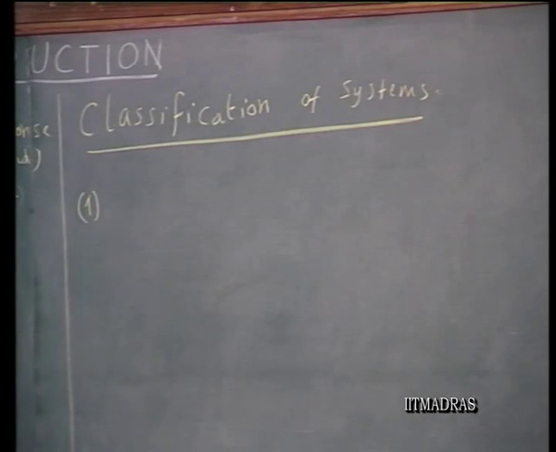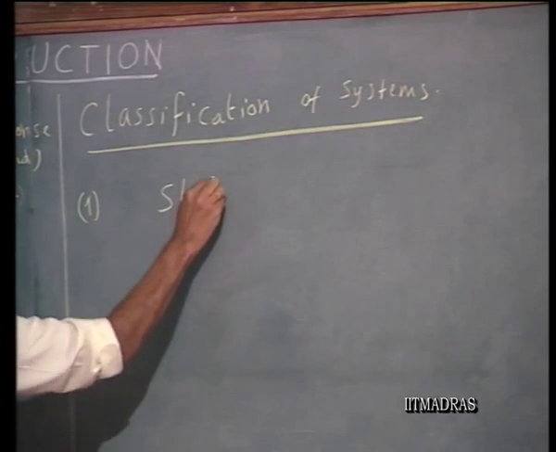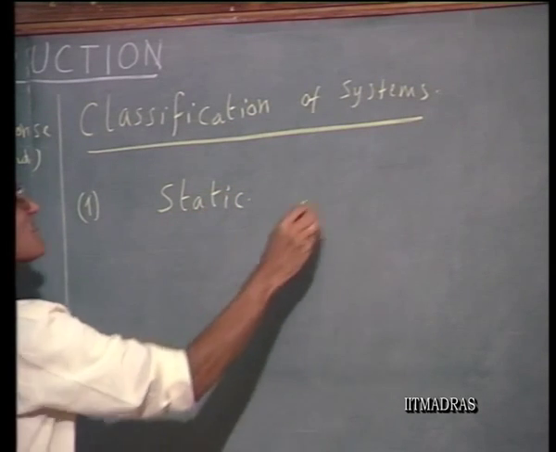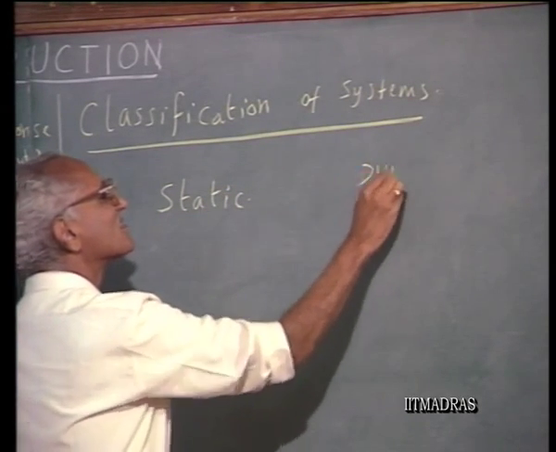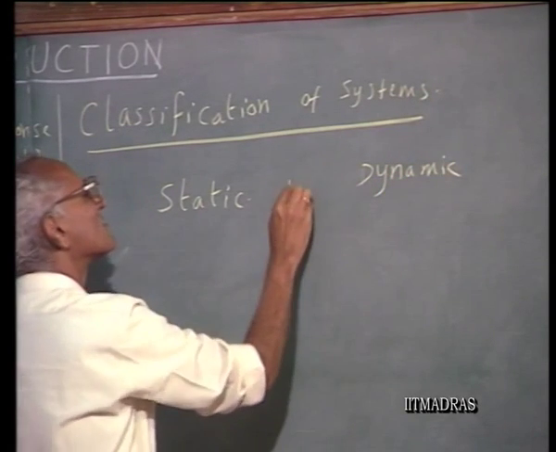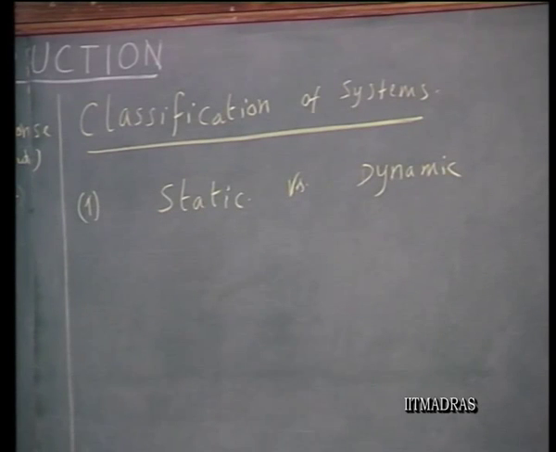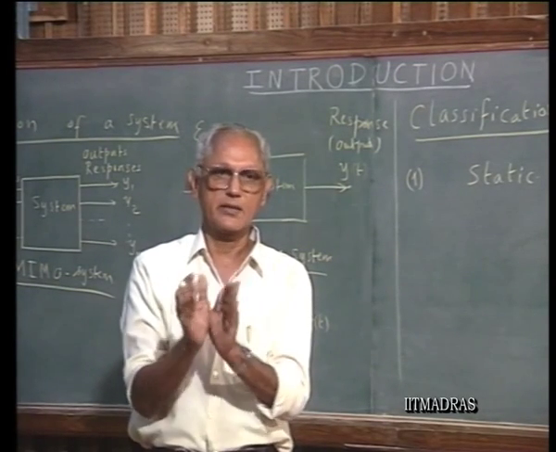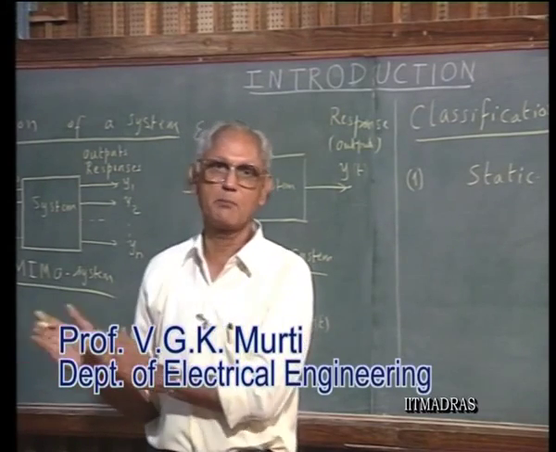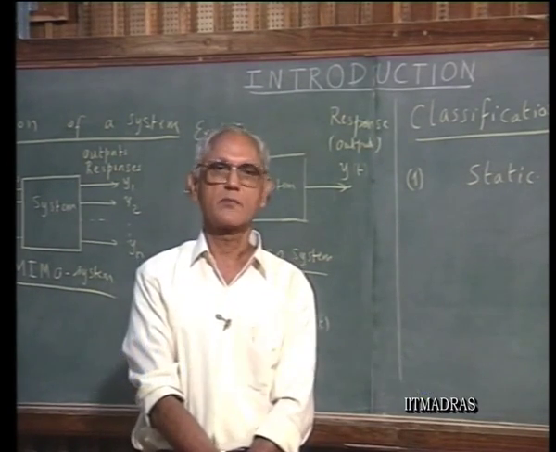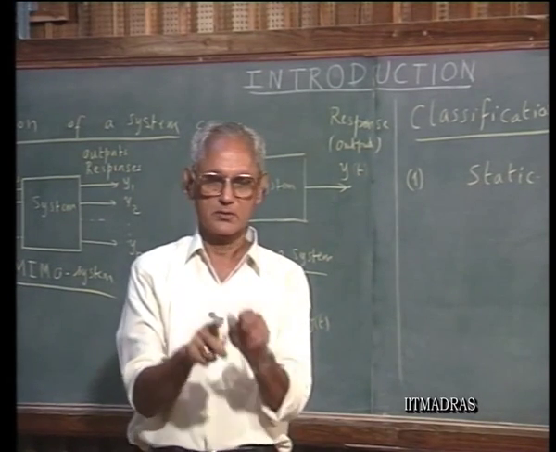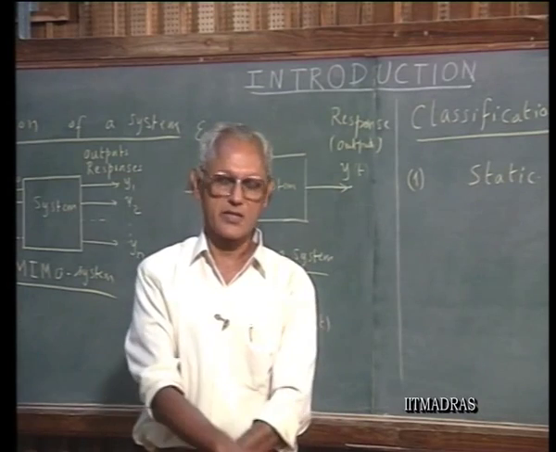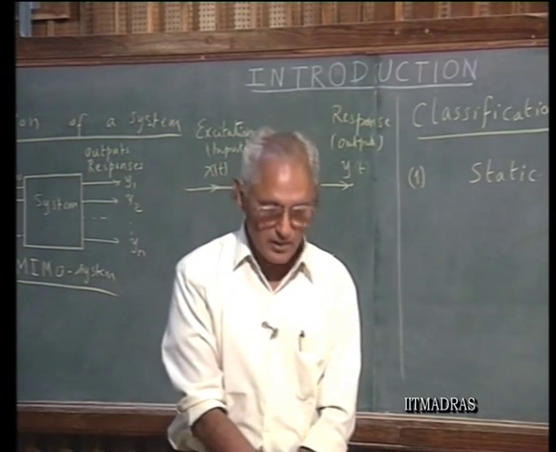One can classify systems as either a static system or a dynamic system. A static system is one in which the output depends upon the input at that time and on nothing else. It does not depend upon what happened in the past. The past history of the system is immaterial. So if you give a particular input, the output is dictated by that input. Nothing else is required.